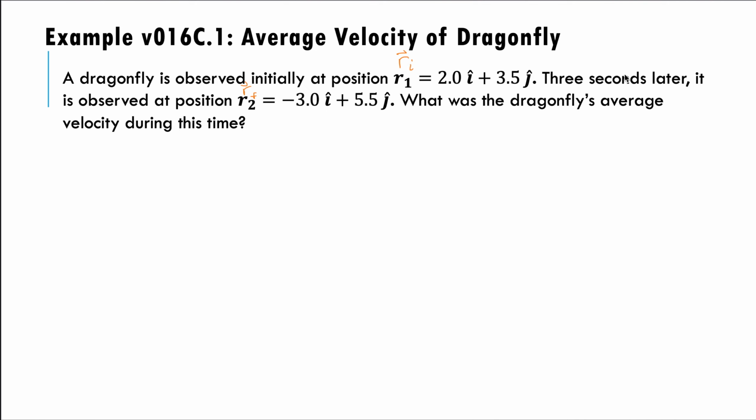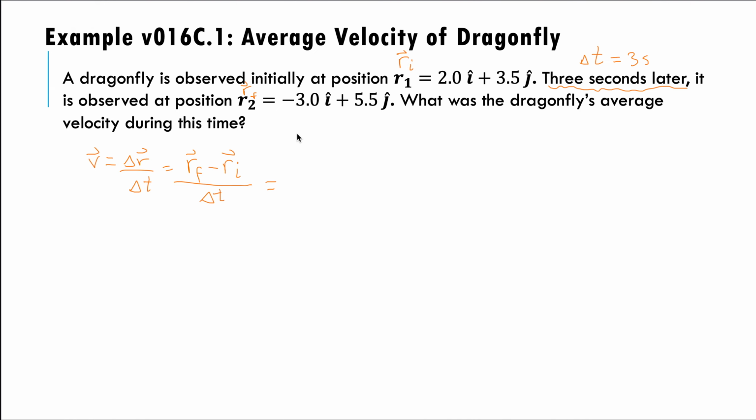So it said 3 seconds later. So you should be able to identify this as the time, which we can call delta t or just t. So let's first write down the definition of average velocity, which is delta r over delta t. And we know that delta r is rf minus ri. And we are given the 2 position vectors, so we just need to subtract them.